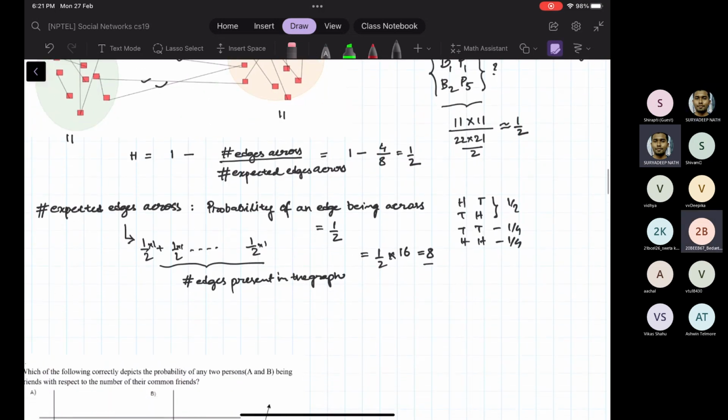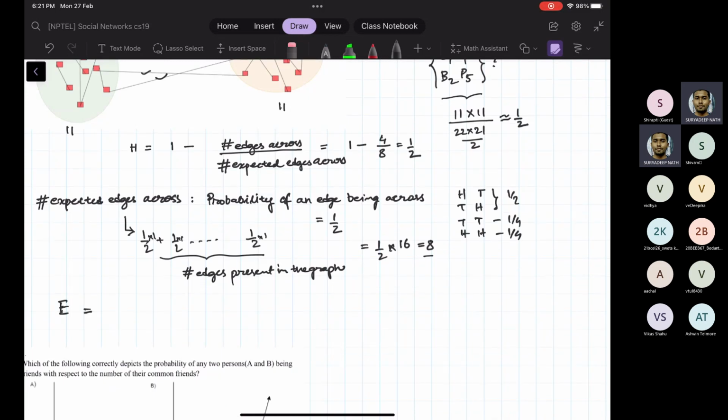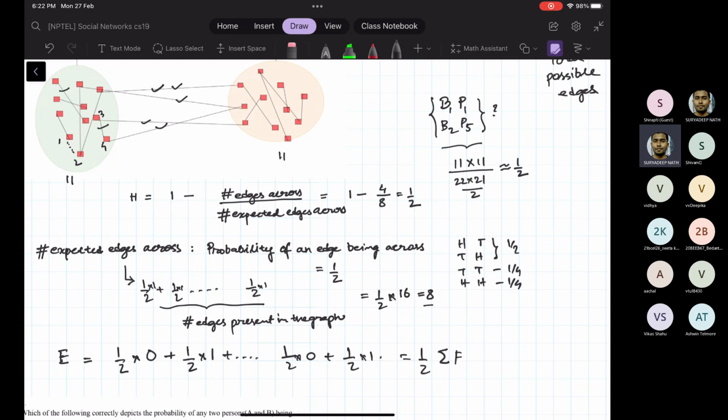Okay, so how do you calculate the expectation? You pick any edge, let's say between node 1 and node 2. It is not present in this graph, right? But suppose it was, the probability that the edge between 1 and 2 was an across edge is half. But since it is not there, we don't add it to the total number of edges, so it is 0. But if we consider this edge between 3 and 4, again the probability of this edge being an across edge is half, and how many edges are there between 3 and 4? 1. If you do it like this, it will basically be half into the sum of edges. So it's the total number of edges, half into 16, that is 8.